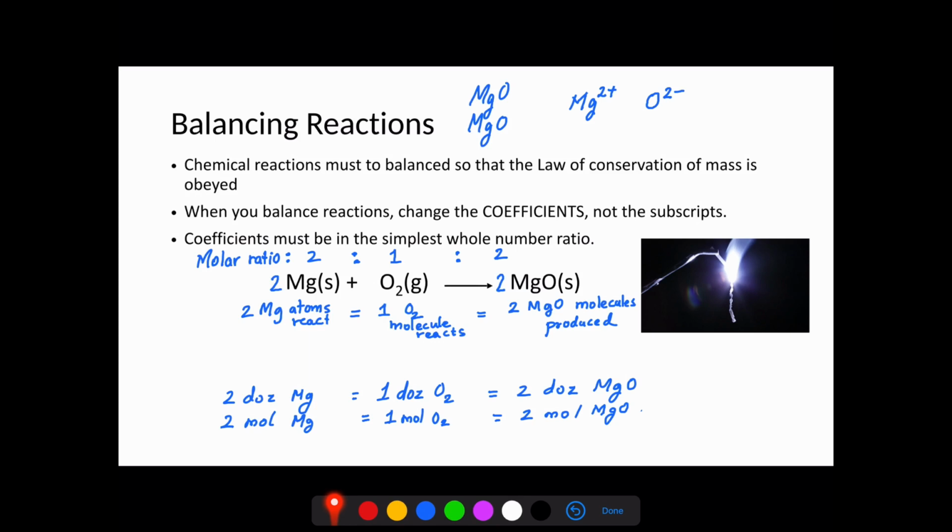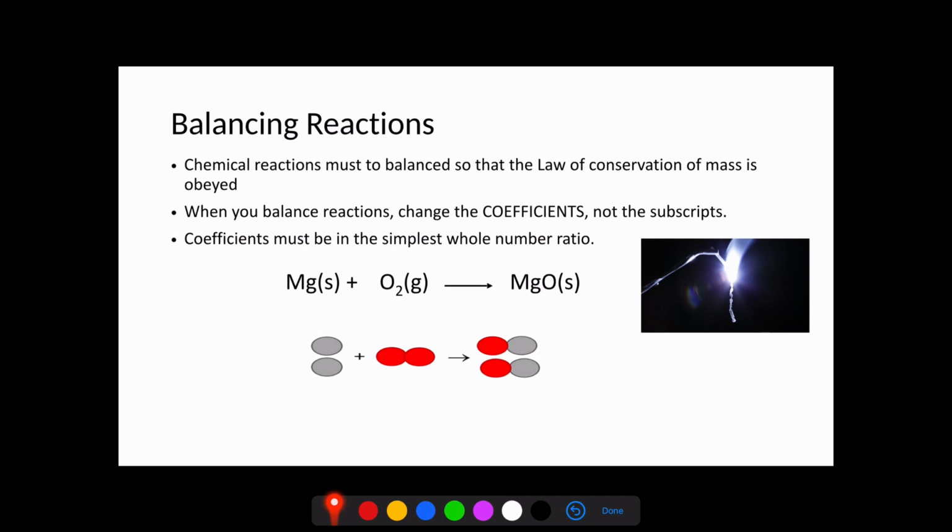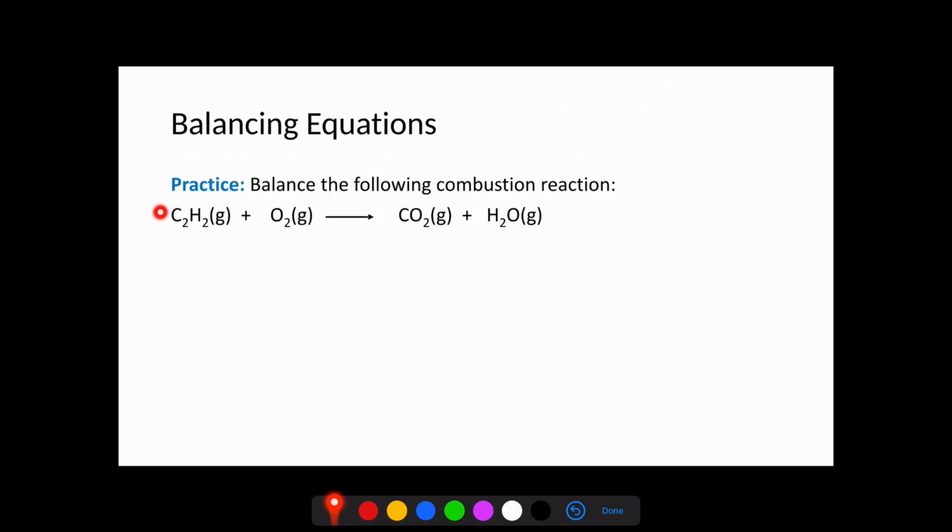All right, let's practice balancing one more reaction. This time, I'll show you what I mean by simplest whole number ratio. Okay, you can never have fractions in your chemical reaction after you balance it. So here's an example. Acetylene. Acetylene is the gas used in welding torches. It's highly exothermic, meaning it produces a lot of energy, and that's why you use it in welding torches.